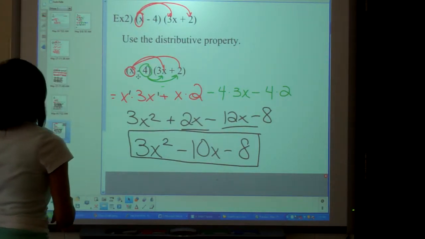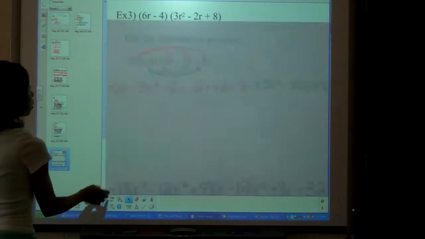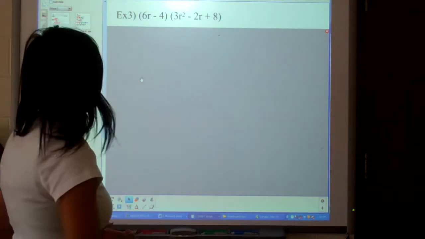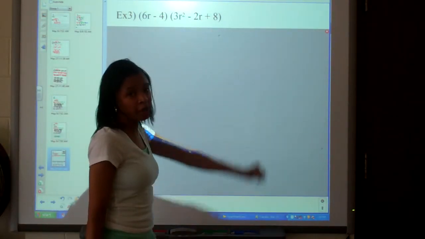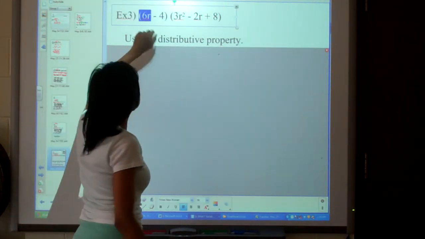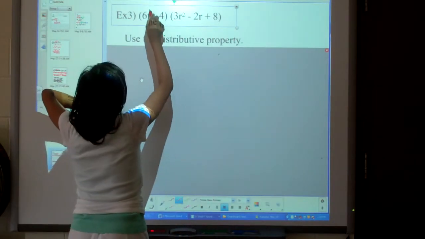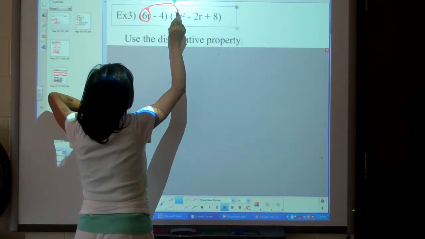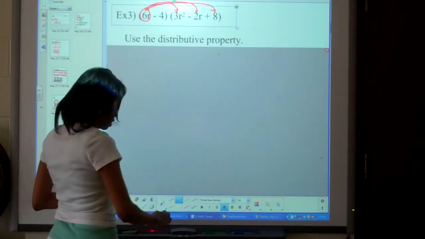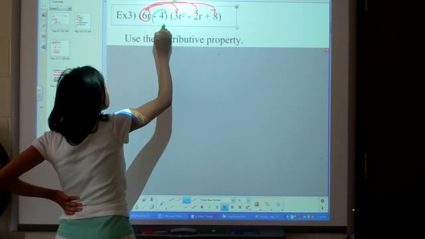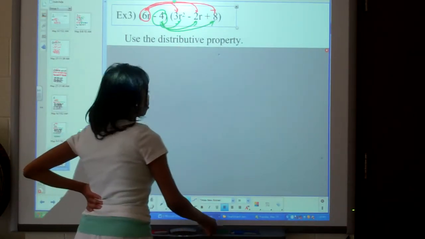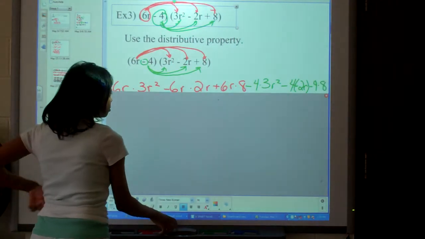Let's look at example number 3. I made this a little more difficult, but it's the same rule. We're multiplying a binomial times a trinomial. You still have to use the distributive property. This 6r has to be shared with everything in this second polynomial, or trinomial. It needs to be shared there, there, and there. Same thing with the -4. -4 has to be shared here, here, and there. It needs to be shared with everything that you see. So here we are.